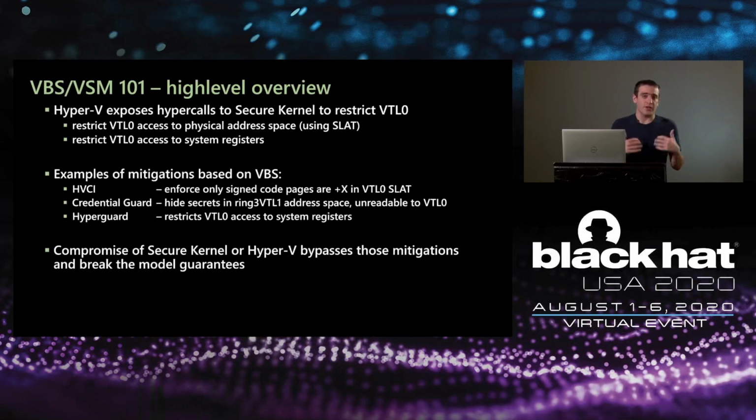Now, the hypervisor exposes hypercalls for the secure kernel to restrict VTL 0, and the secure kernel uses those hypercalls in order to restrict VTL 0 access to both the physical address space and system registers. This is exactly what lets us create great mitigations such as HVCI, which means that all of the pages that are marked as executable in a VTL 0 EPT have to be signed. It means that we can hide secrets in the secure world user space and mark all of those pages as unreadable to VTL 0. And clearly, compromise of either the secure kernel or the hypervisor bypasses those mitigations and breaks the model guarantees. And this is the motivation for this research.